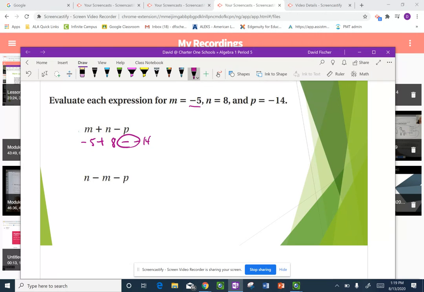I'm going to circle my double negatives. So now really my math problem on my calculator, I'm going to put minus 5 in, plus 8, plus 14. I'm going to make sure I use the negative sign. Minus 5 plus 8 plus 14. And again, I can see all those numbers in my calculator before I hit equals. And I get a total of 17.